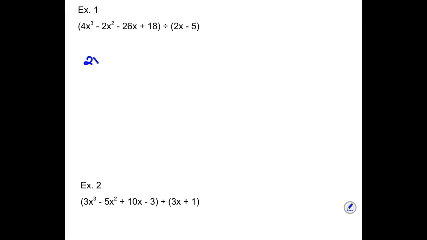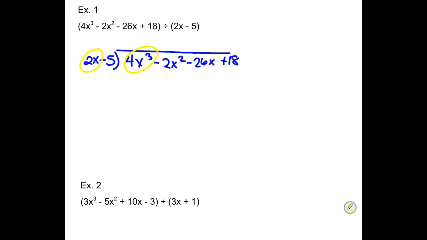We have 2x minus 5. We are trying to divide it into 4x cubed minus 2x squared minus 26x plus 18. Okay? So our process starts out by taking the first term in each one and dividing those. So I have 4x cubed. I'm dividing out a 2x. That leaves me 4 divided by 2 is 2, and x cubed dividing out an x would be x squared. That piece is the first part of my quotient, so it goes up on top.